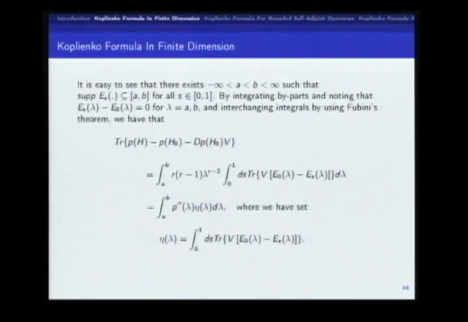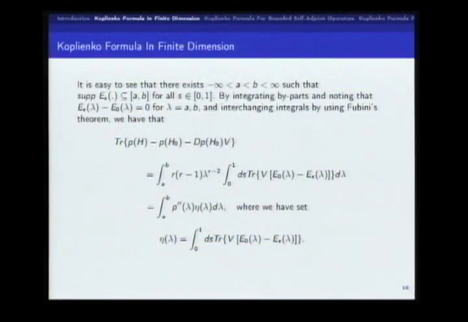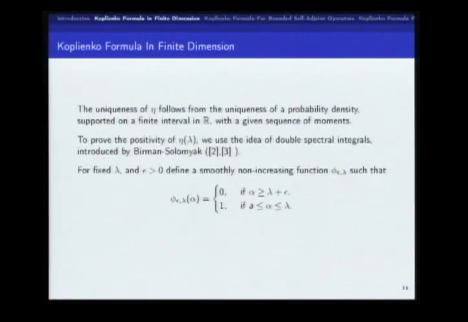And then what you do is an integration by parts, and the boundary terms vanish. Here, if I do integration by parts, this is on a bounded interval, so I will get the difference of the spectral families at the two endpoints. At the left endpoint, it is 0 by definition of spectral family. At the right endpoint, they are both identity, therefore the difference is 0. So the boundary term vanishes, and what you get is this formula, where eta you read off from this expression, as I had written earlier. Uniqueness of eta follows from the uniqueness of a probability density supported on a finite interval with a given sequence of moments.